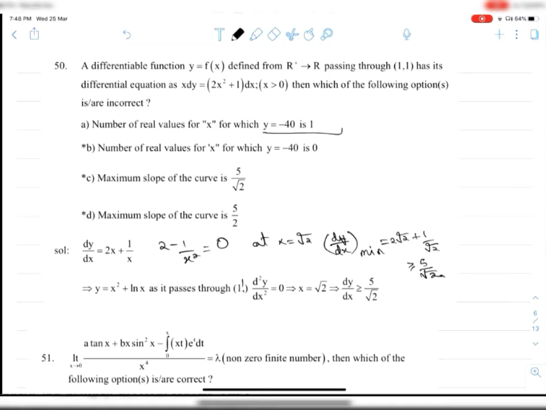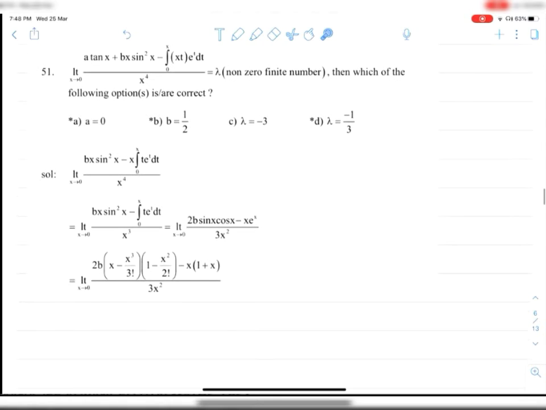And because the function is always increasing, as x tends to 0 the value tends to minus infinity, and as x tends to infinity it tends to infinity. So in between minus infinity to infinity, the range is R for this, not the codomain. Hence, because it is always increasing, it takes every value only once. So option A will be true, B will be false. C, if a minimum value were there, it would have been correct, so this is also wrong and this is also wrong.